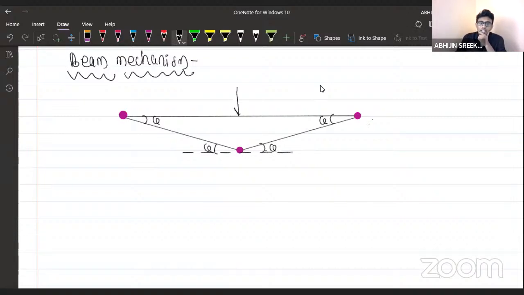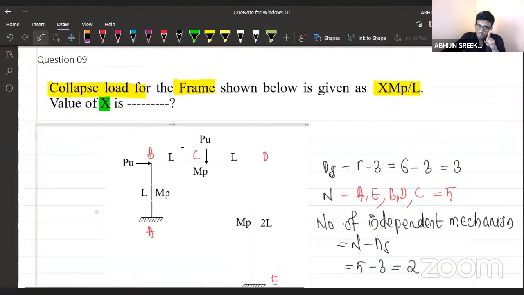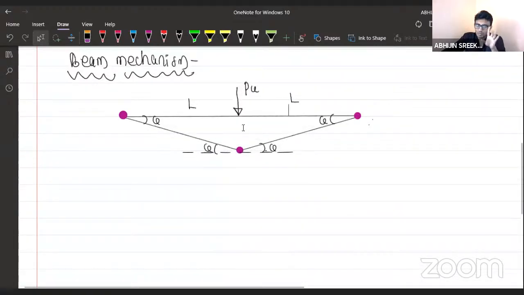The point load will be acting exactly at the center, that is PU. This is L and this is L. Remember, it is not L by 2, it is L and L. Sometimes, even if it is given as L by 2 or 0, L and L, some students will be taking it as L by 2 and L by 2. That is a possible mistake. You can avoid it if you are expecting this to happen. Okay, this is delta.